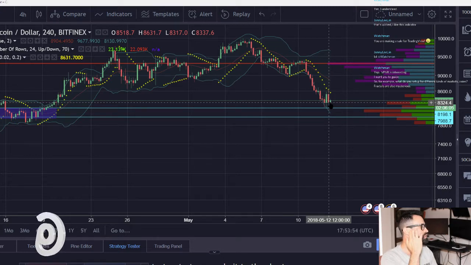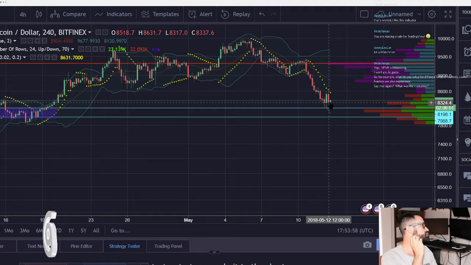So fractals aren't exactly strategies. Fractals, that indicator. Okay, you've got me confused a little, Watchman. You've got four different statements in there.